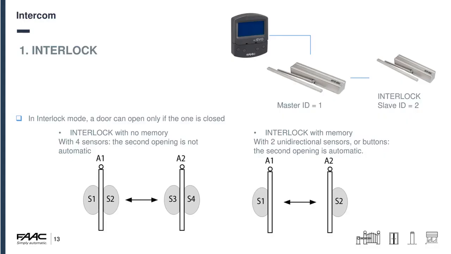These are some of the configurations, and we're right near the end now of the presentation. These are some of the brief configurations, the interlock ones. Again, you need the KP Evo to help program these. The interlock mode door can only in the closed position, interlock with no memory, with 4 sensors. The second opening is not automatic, and the interlock with memory with 2 unidirectional sensors or buttons, the second opening is automated.